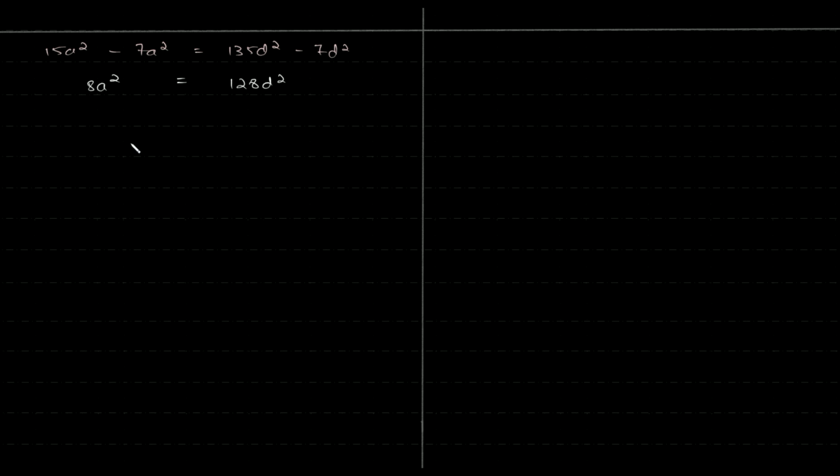We have a, we have to find d, so d square is equal to 8a square over 128. I can cancel: 6 8s are 48, 16. So this would be a square by 16. And therefore d is equal to plus or minus a by 4, by taking the square root on both sides.